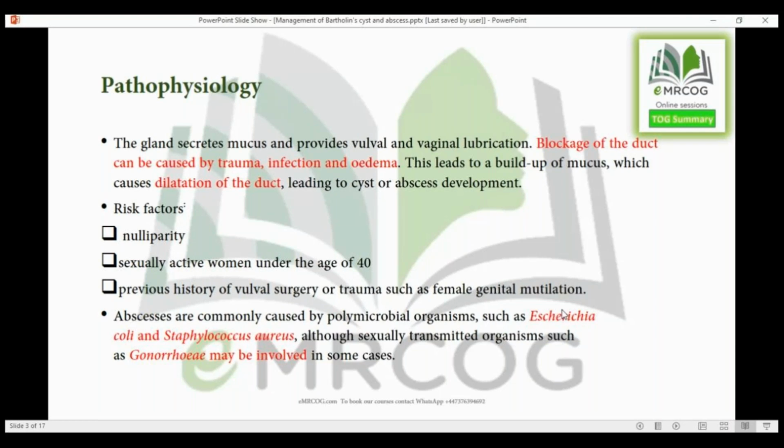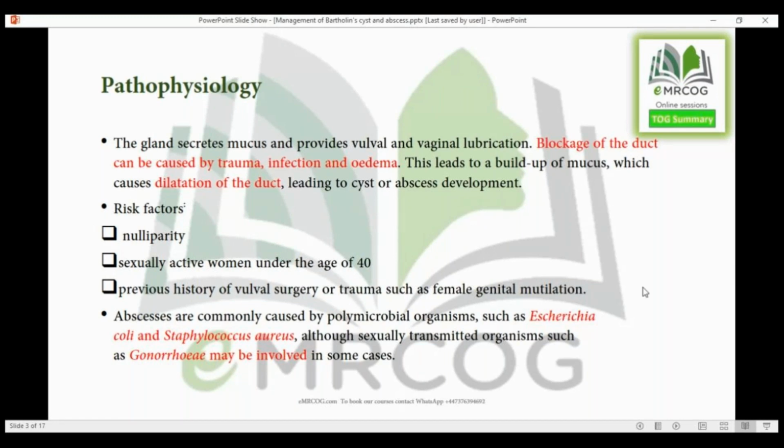There are some risk factors for this to happen, like nulliparity, sexually active women, especially under the age of 40, because they are very vulnerable to STDs, previous history of vulvar surgery or trauma, of course, and very specifically FGM.